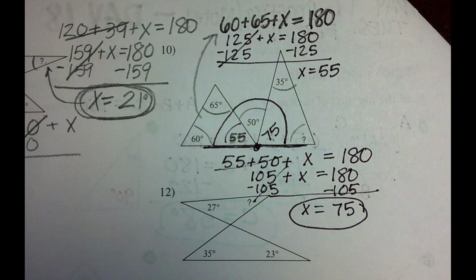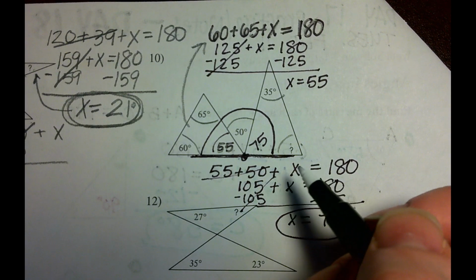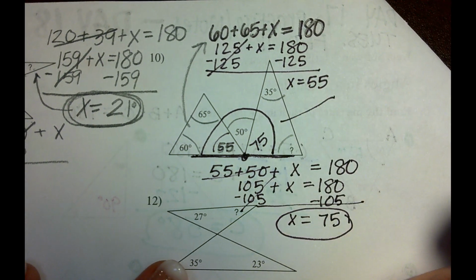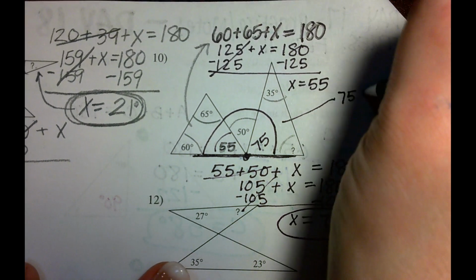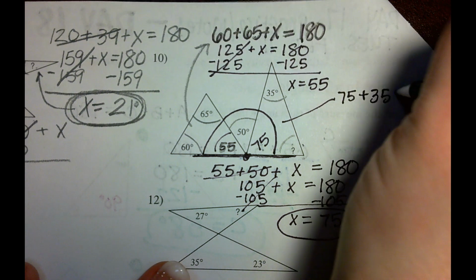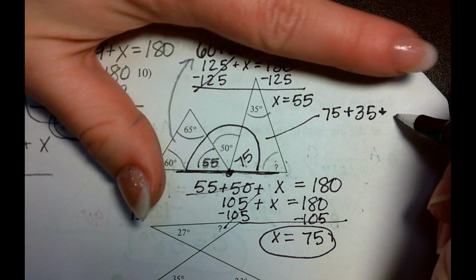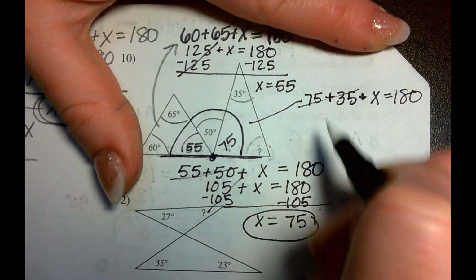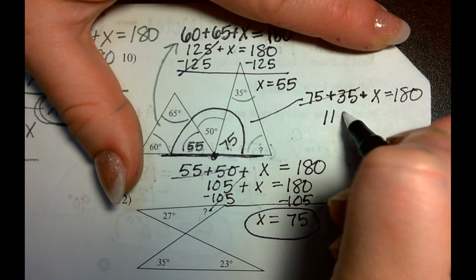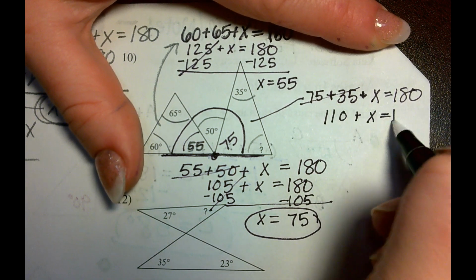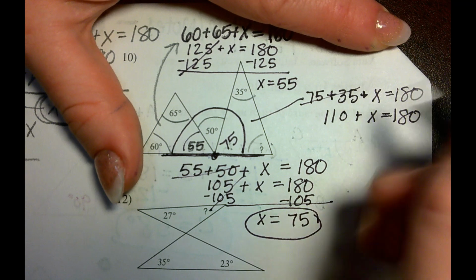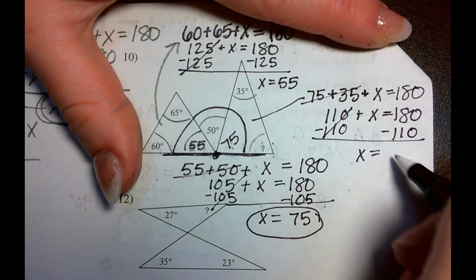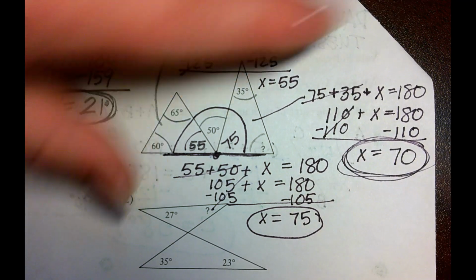Okay, let's write the equation for that. 75 plus 35 plus x equals 180. And then subtract 110. Awesome. Subtract 110, get 70. And we get x equals 70. Sure enough. Woo! That was a long one.